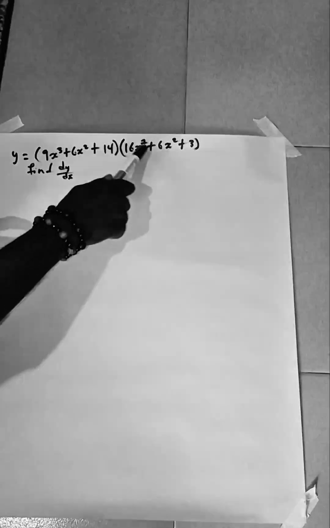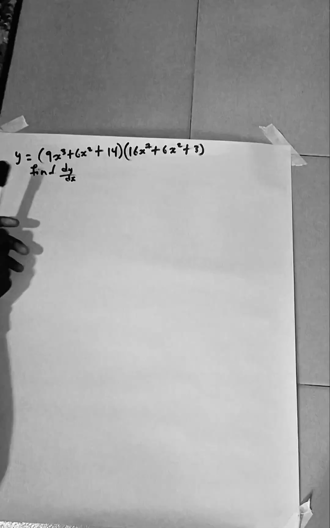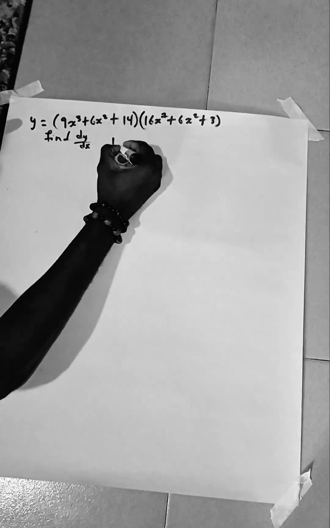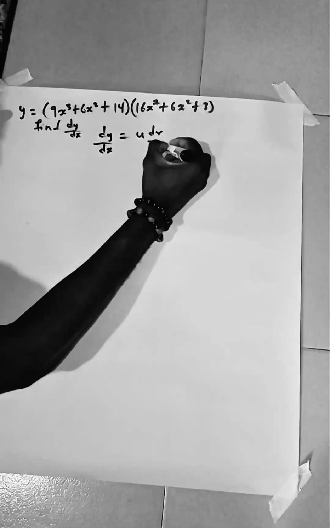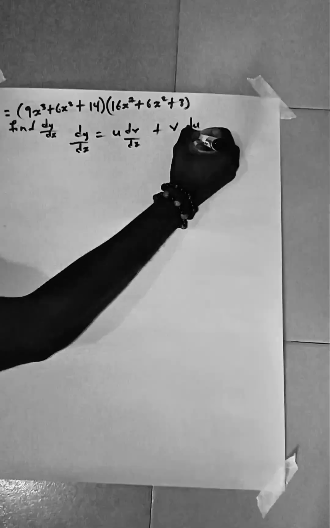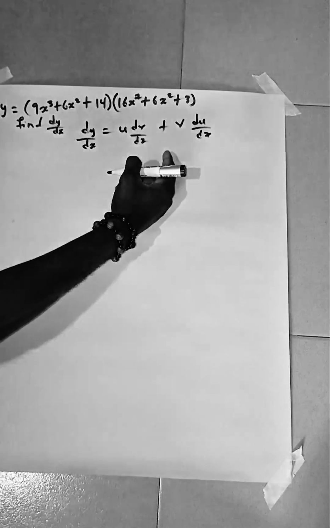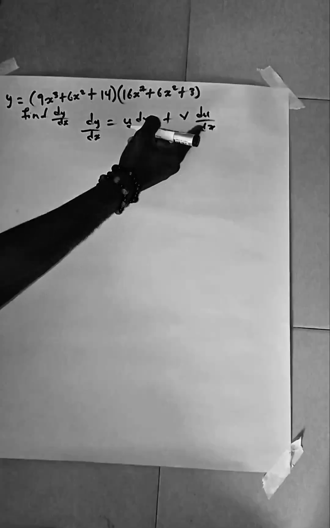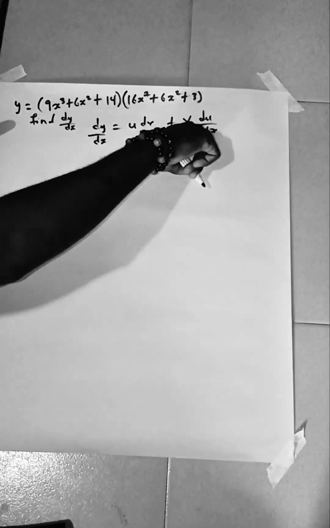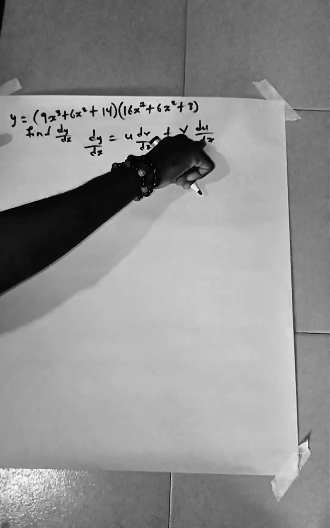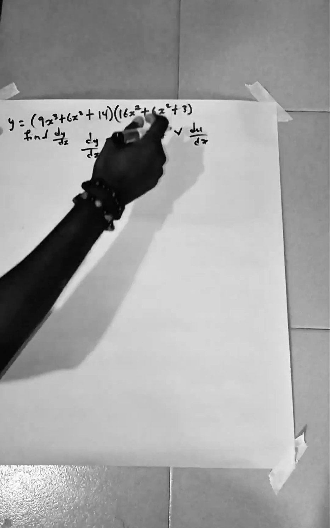Why? Because we have two distinct functions multiplying each other. So instead of just expanding them one by one and then differentiating, you can just use the product rule. And I said what? For the product rule, dy dx is equal to u dv by dx plus v du by dx, where dv by dx is the derivative of the function you choose as v, and du by dx is the derivative of the function you choose as u, while u and v are the original functions respectively.